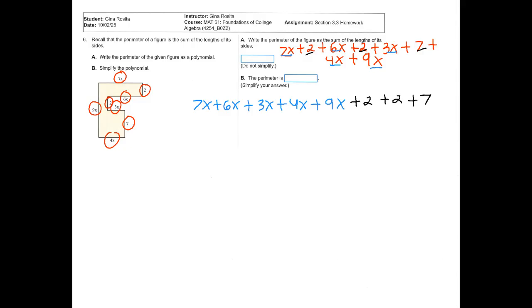Okay, so now the answer becomes 7 plus 6 is 13. 13 plus 3 is 16. 16 plus 4 is 20. 20 plus 9 is 29. So 29x. Okay, plus 2 plus 2 is 4. 4 plus 7 is 11. So the answer is 29x plus 11. Okay, now go to number 7.